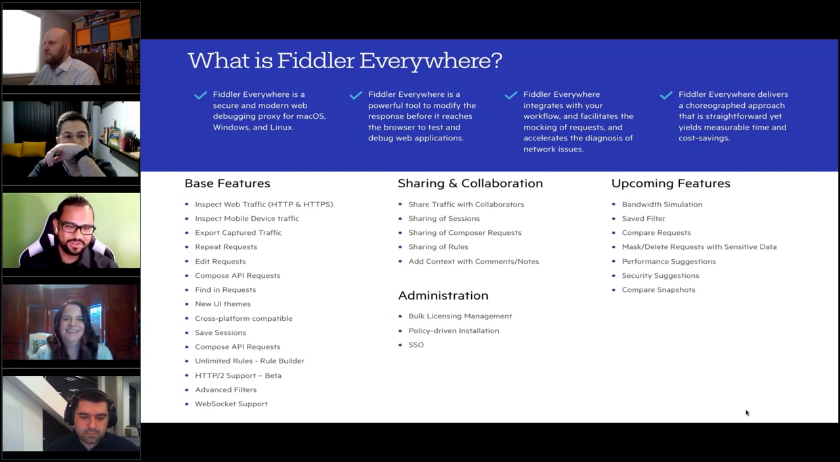I see a bunch of new things in the base features, but to your point, it's also a lot of team collaboration, because you're not running things in silo. So it's how do you share traffic or sessions with your teams, and how do you work with composers when you're doing APIs? I like the fact that the team is also very upfront about upcoming things in the roadmap. So again, if you want to see something, please do speak up and let us know.